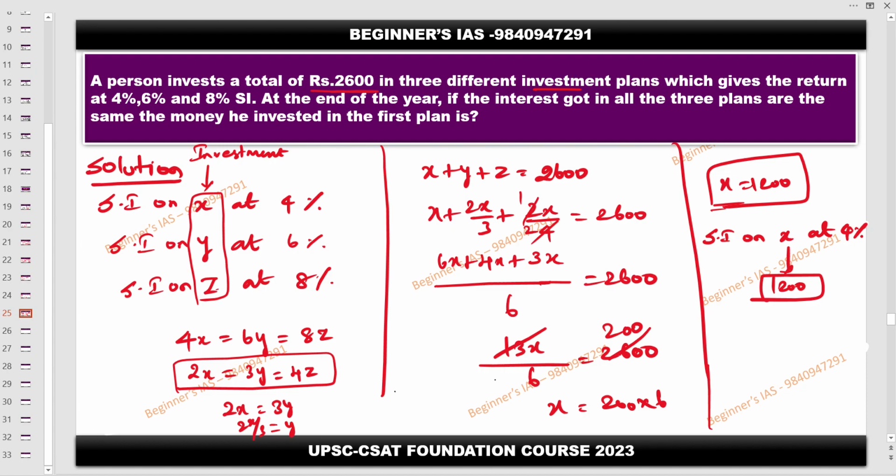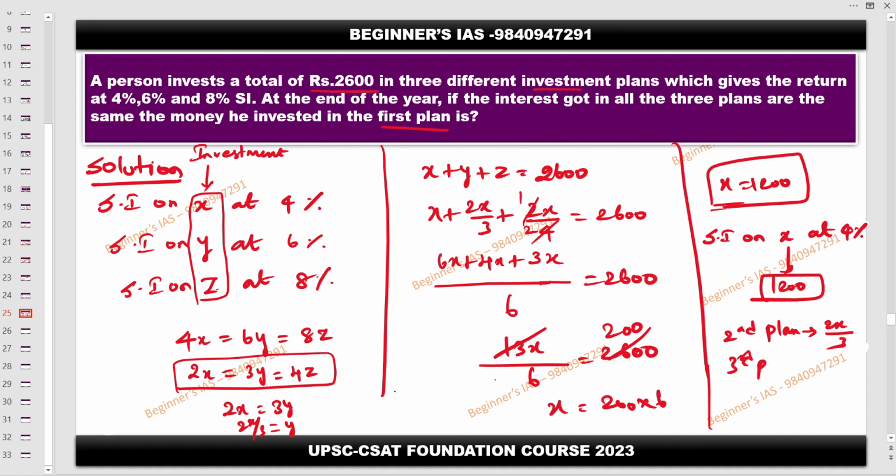See, please learn methods. Methods and all are very important. This is a very simple question, but you need some understanding here. Suppose, listen, the money invested in the first plan is x. The second plan is y. Y is nothing but 2x by 3.